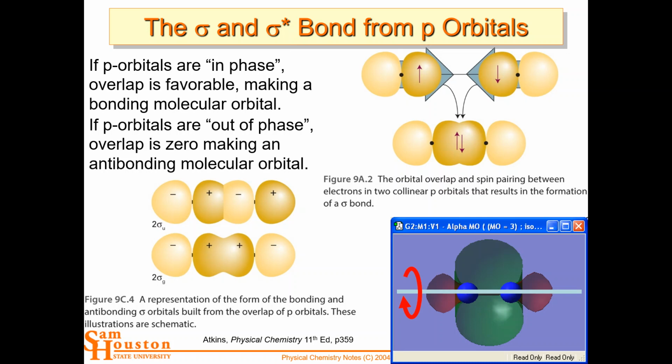And so this would be a sigma bond here, and then this one above it would be a sigma star. So we put a star by the anti-bonding orbitals. So sigma and sigma star. Hopefully this is some review from organic. We've talked about these kinds of arrangements for years.